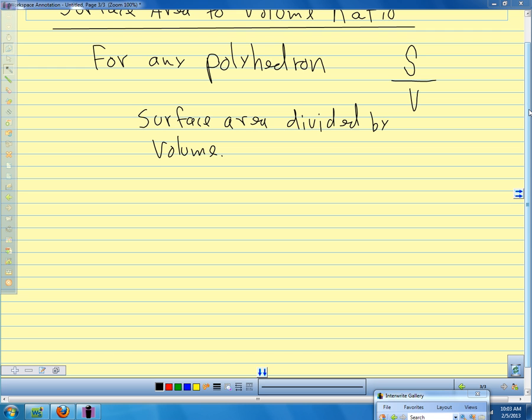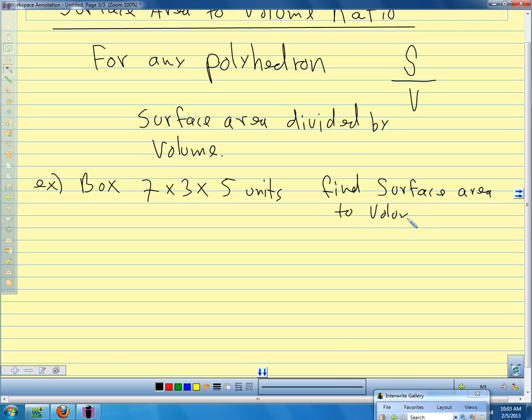So let's do a quick example. We have a box that is 7 by 3 by 5, some kind of units. We have a box that's 7 by 3 by 5, and we want to find the surface area to volume ratio. So we're going to calculate the surface area, calculate the volume, and then divide the surface area by the volume.